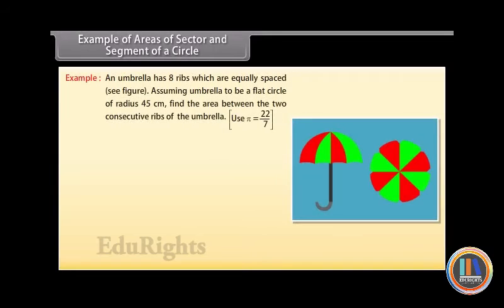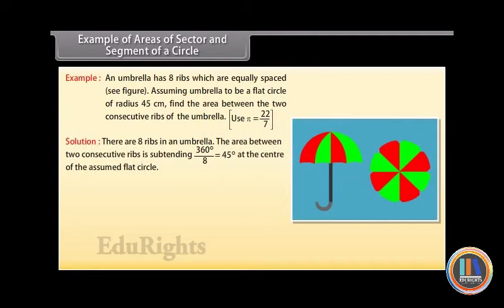Example. An umbrella has 8 ribs which are equally spaced, see figure. Assuming umbrella to be a flat circle of radius 45 cm, find the area between the two consecutive ribs of the umbrella. Use pi as 22/7.